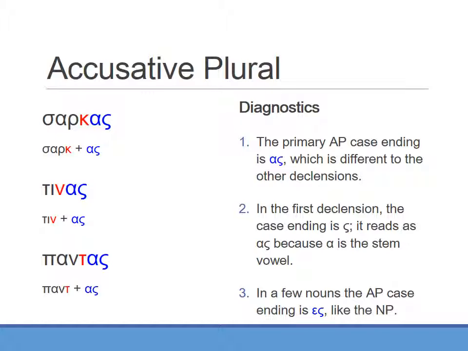So when we add this to the noun stem, sark plus as becomes sarkas; tin plus as, tinas; or pant plus as, pantas. In a very small number of nouns, the accusative plural uses epsilon sigma as the case ending. In other words, the accusative plural uses the same case ending as the nominative plural. There are not too many of these, and we'll point out a few examples later. Generally speaking, the accusative plural case ending is alpha sigma.